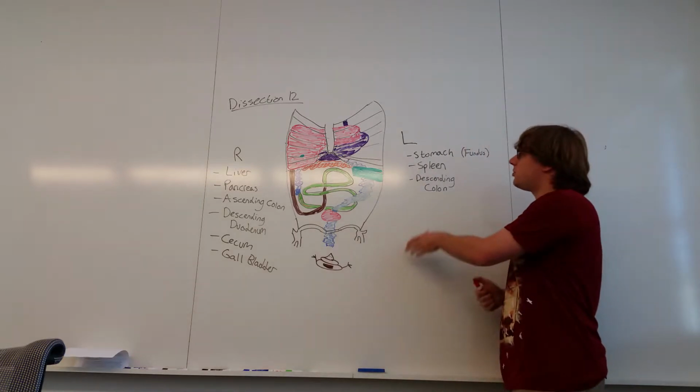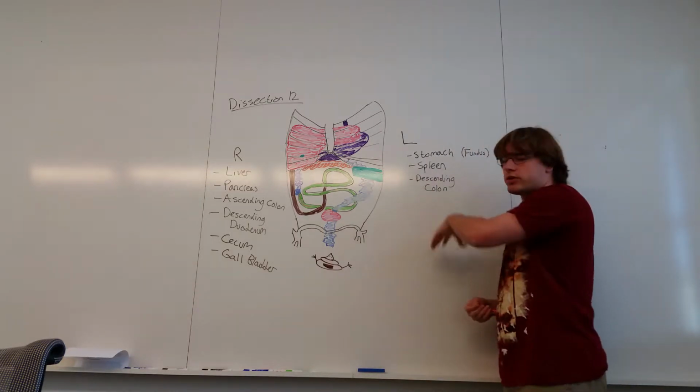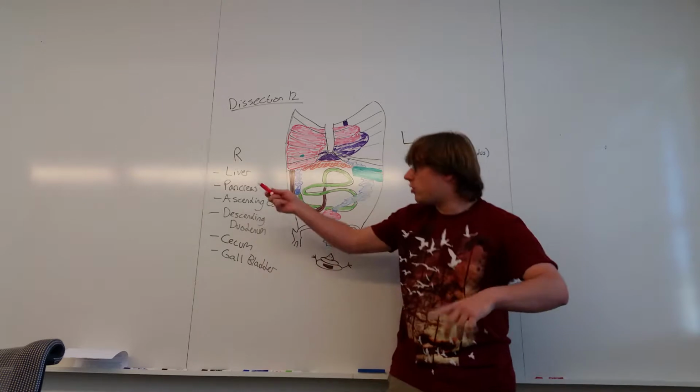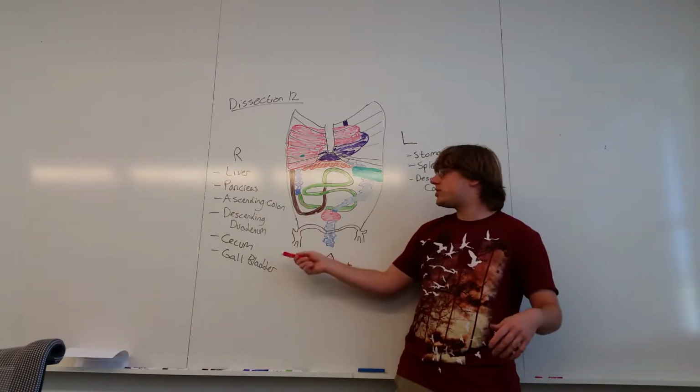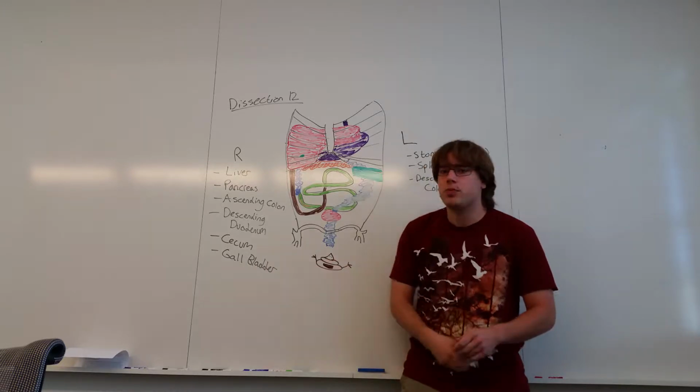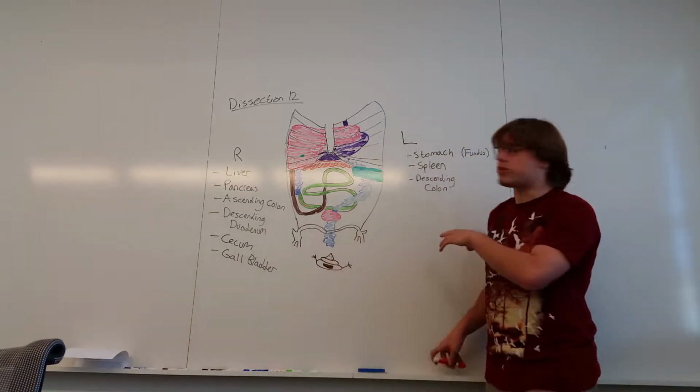And so for the left side, we're going to mostly see our stomach, our spleen, and our descending colon, whereas on the right side we have a whole bunch: the liver, the pancreas, the ascending colon, the descending duodenum, the cecum, and the gallbladder. So let's orient ourselves with this picture first.